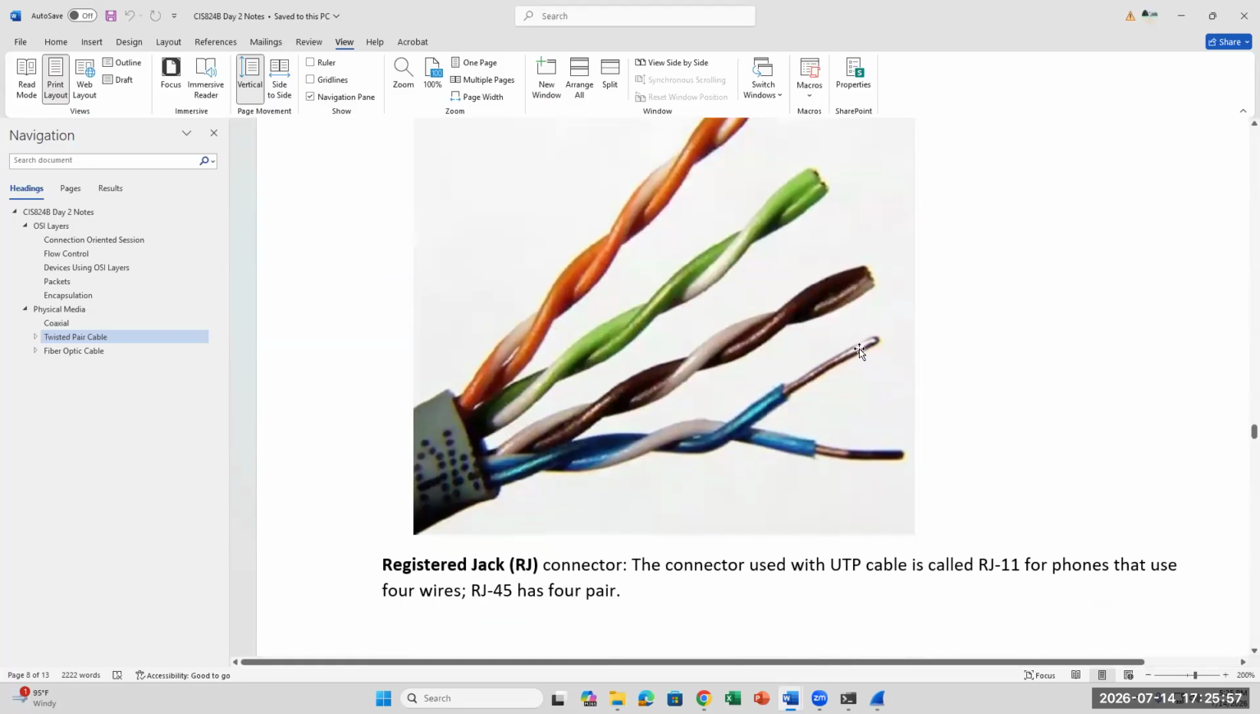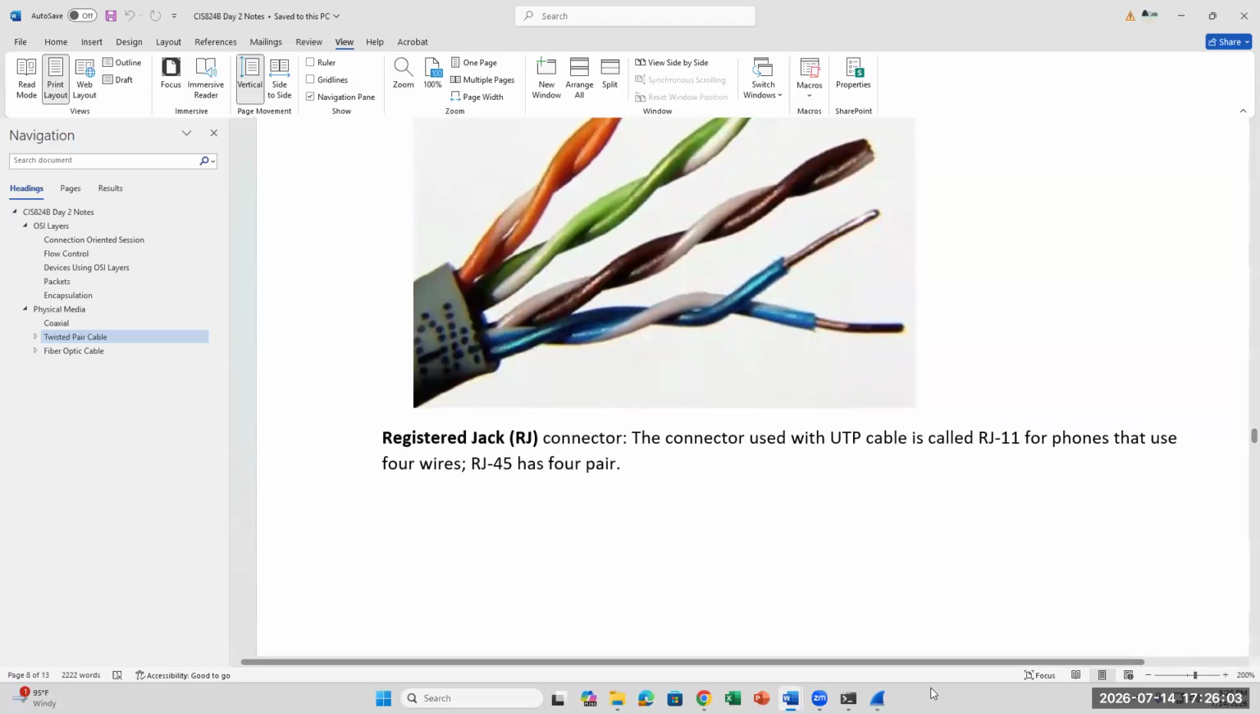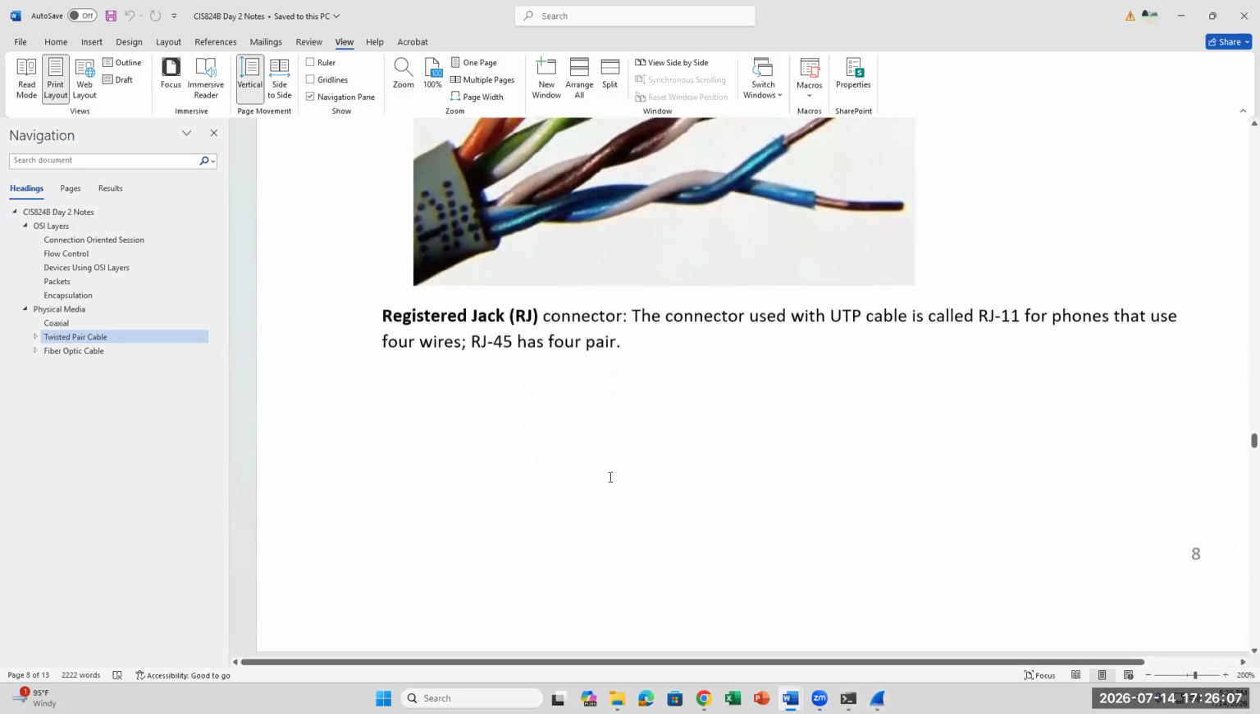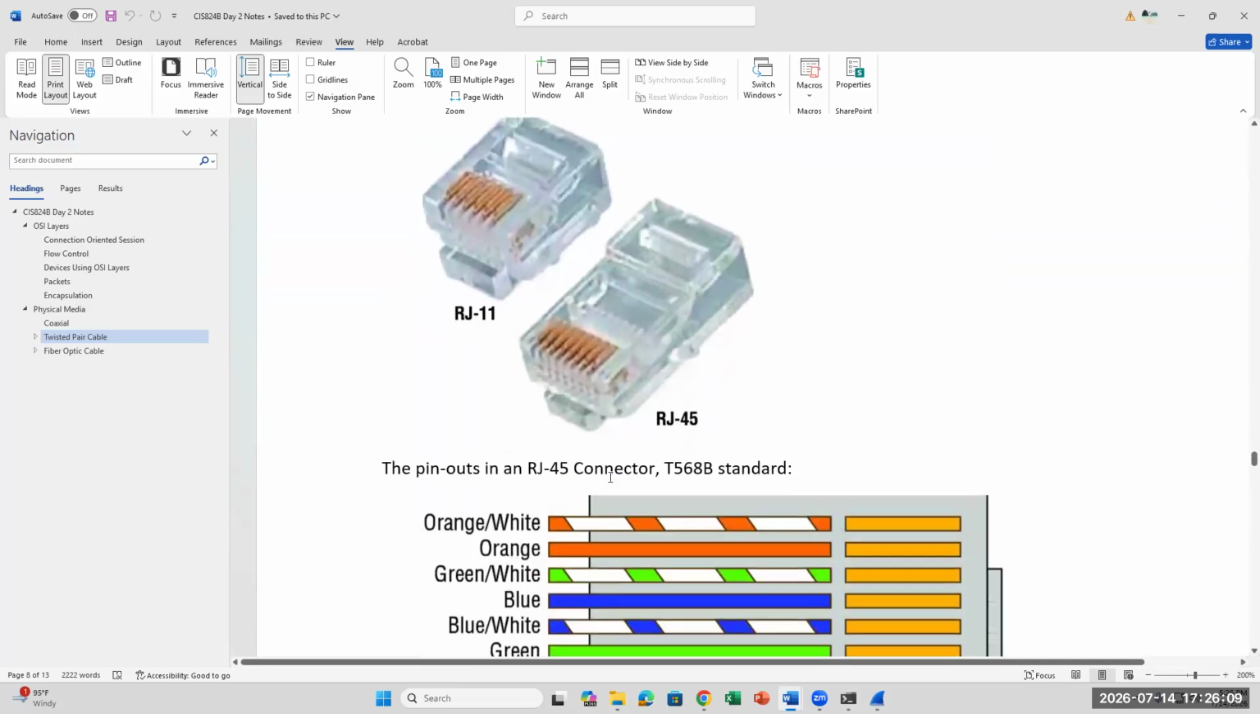Now, you don't have to strip them down like this, like electrical wire, right? You just untwist them and arrange the color. And RJ stands for registered jack. Any question? So this is the phone, which is RJ11, and your Ethernet, which is RJ45.